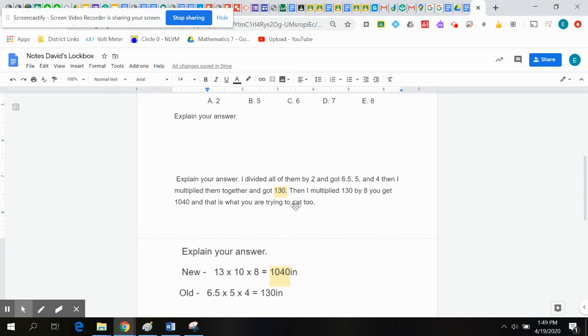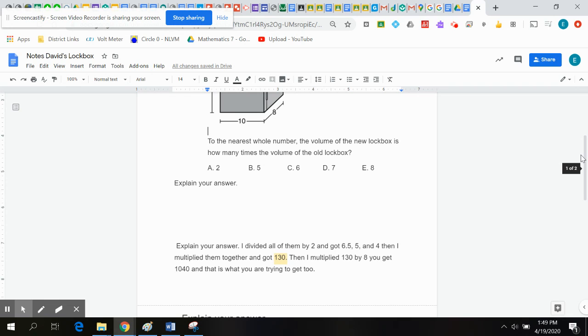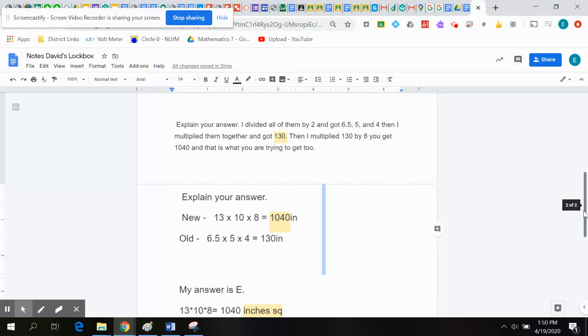I divided all of them by 2 and got 6.5, 5, and 4. Then I multiplied them together and got 130. Then I multiplied 130 by 8. You get 1,040, and that is what you're trying to get to. That's great. The numbers look good. However, I do not know what 6.5 is. I don't know what 5 is, 4 is. If I read this out of context, I have no clue what those numbers mean. There are no units provided, and units are important. We have to pay attention to precision. 6.5 what? Dollars? Feet? Inches? Miles? I don't know.